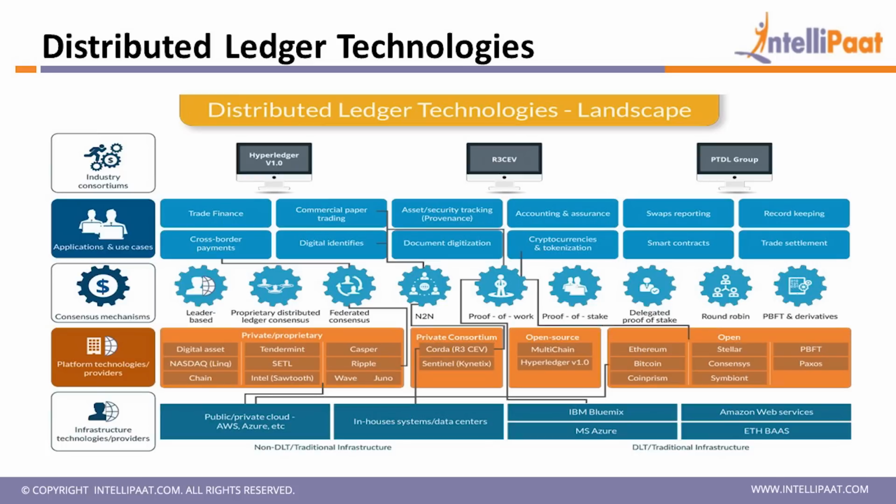On top of the platform technologies and providers, there runs a consensus mechanism to finally run your transactions and commit them into a new block. There are various kinds of consensus mechanisms evolved with the evolution of blockchain technologies. Few are leader based, few are proprietary distributed ledger consensus based, few are federated consensus based, few require very generic algorithms like proof of work, proof of stake, proof of elapsed time, and other mechanisms to allow your validators or miners to create new blocks and give them equal chances to commit their transactions and write them into new blocks.